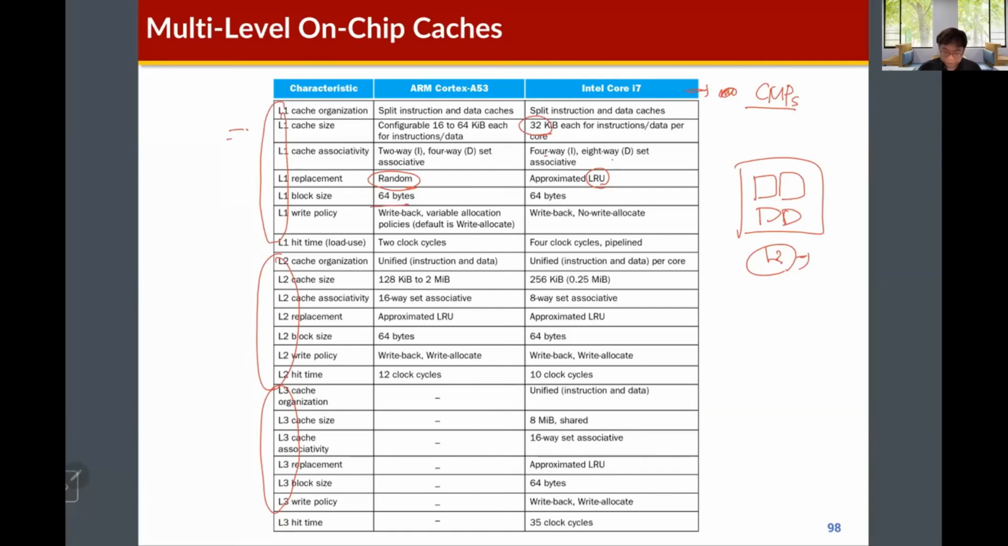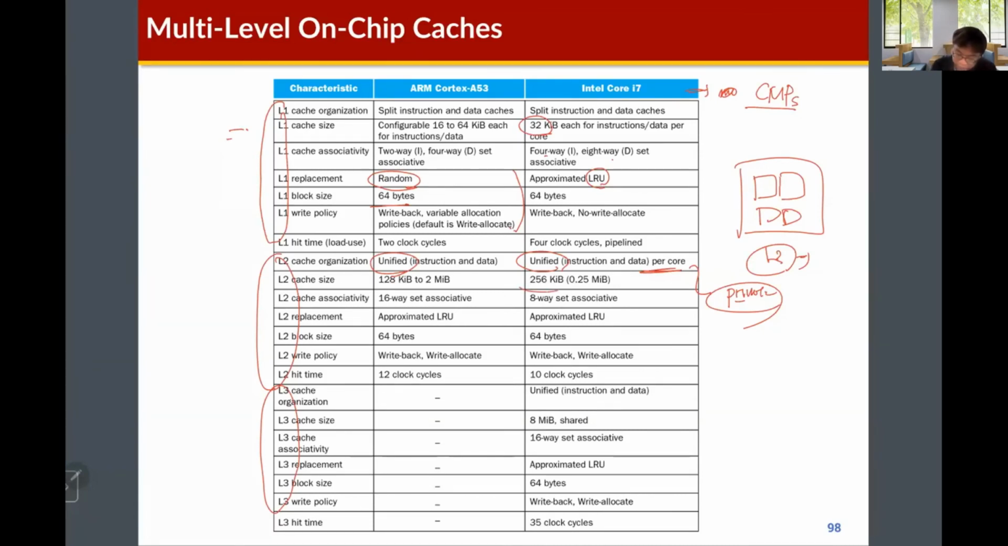And you can find the write policy here. Also, the L2 cache is a unified cache. I already explained it's a unified cache per core, which means that in the Intel Core i7, the L2 cache is a private cache. So the L2 cache is not shared by other cores.